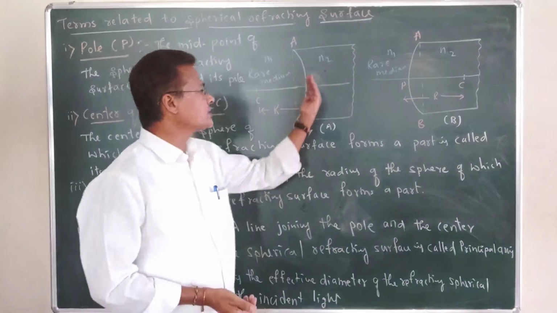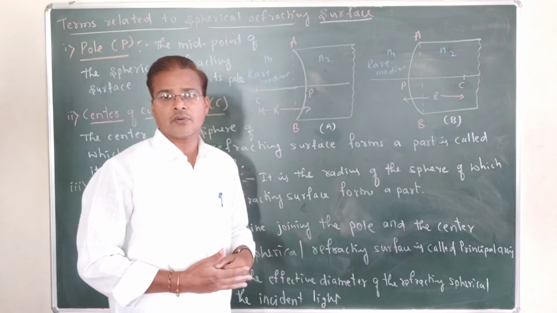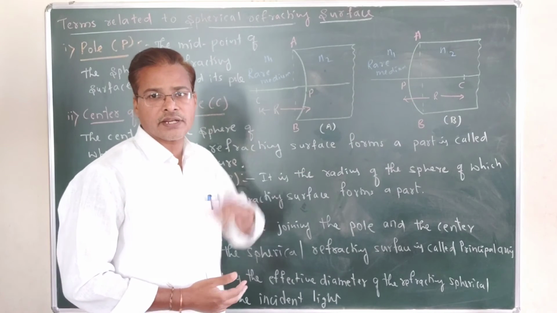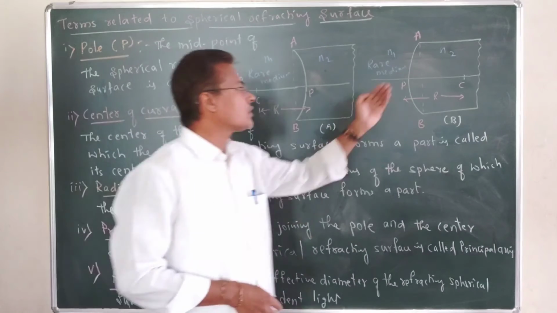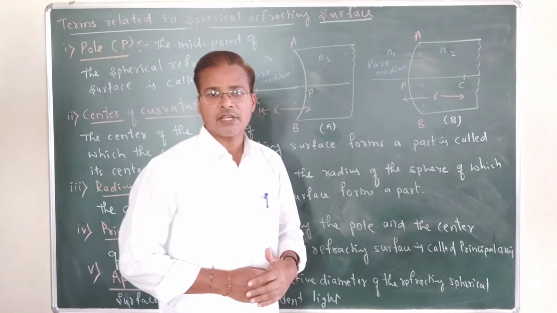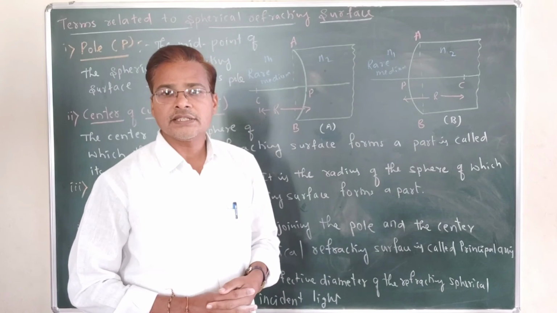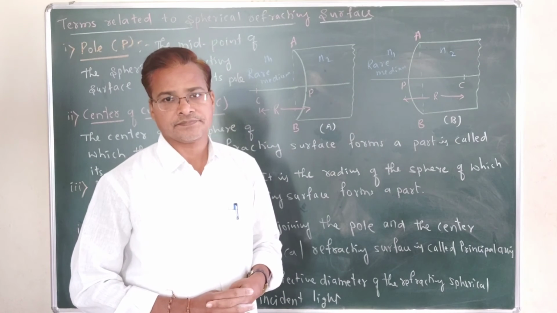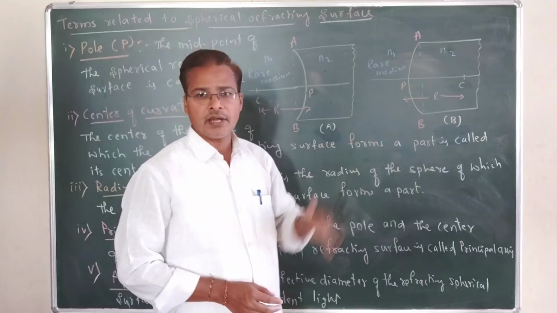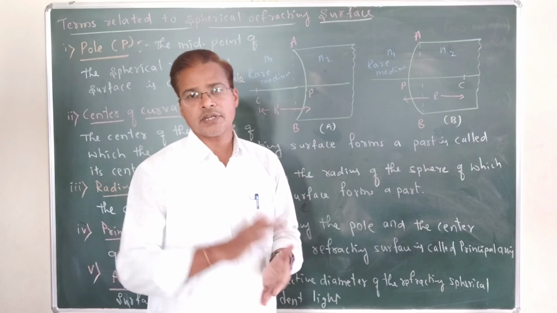The surface that is concave towards the rarer medium we call the concave spherical refracting surface. The surface that is convex towards the rarer medium we call the convex spherical refracting surface. I have drawn both diagrams here. Some important terms are there.